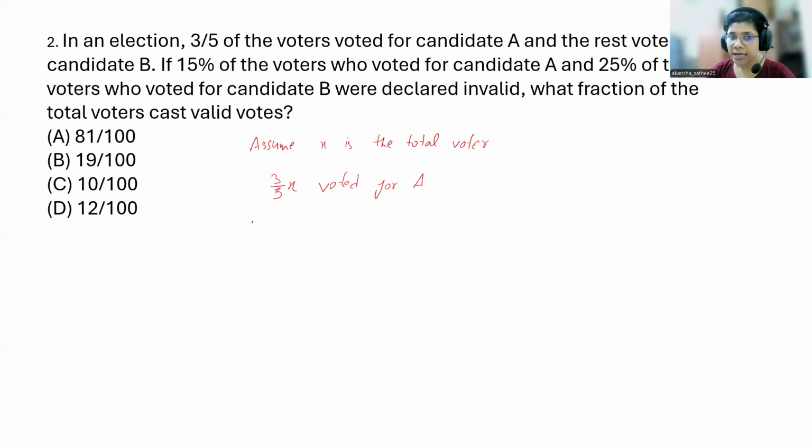So total are X, no? So X minus 3 by 5 X. These many voted for candidate B. But that is the same as, you just take the LCM. So 1 minus 3 by 5 X. So this you can also write as 1 upon 1 minus 3 by 5.